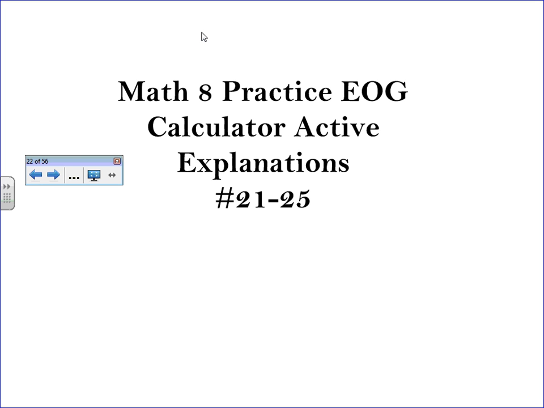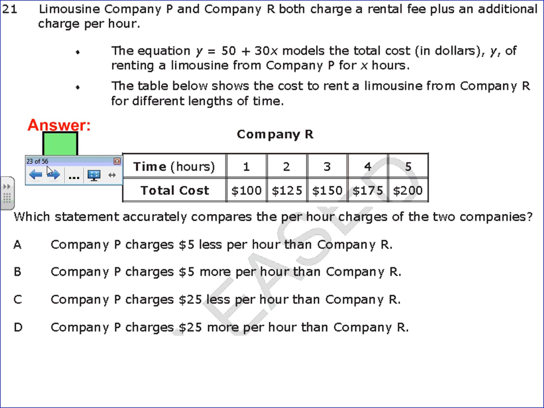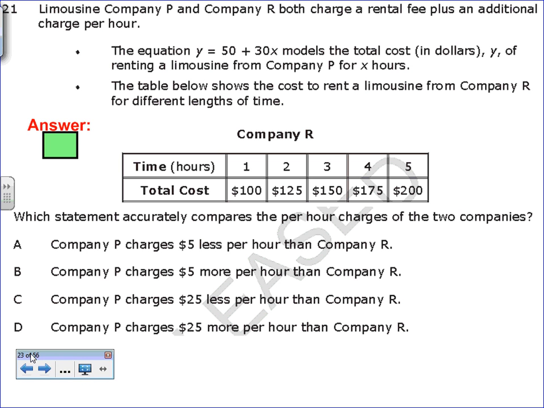In this video, we are going to be going over the Math 8 Practice EOG Calculator Active problems 21 through 25. Okay, the first problem, 21, says a limousine company P and company R both charge a rental fee plus an additional charge per hour. The equation y equals 50 plus 30x models the total cost in dollars y of renting a limousine from company P for x hours.